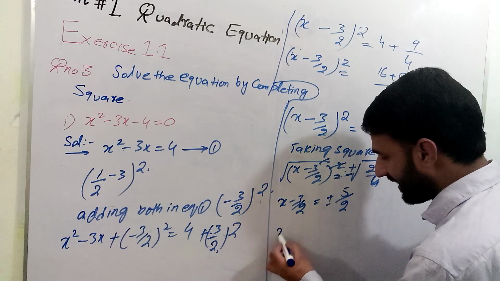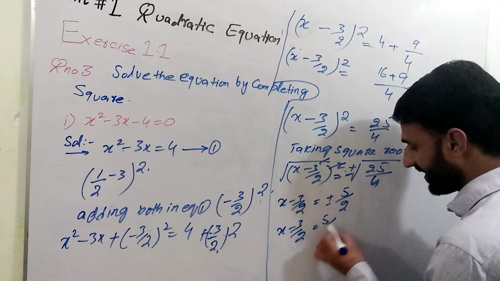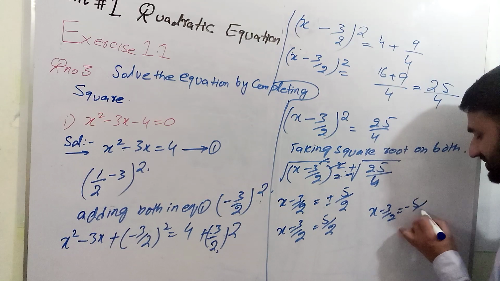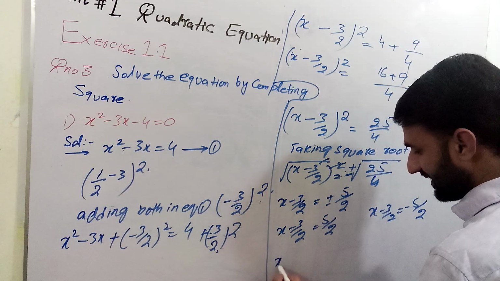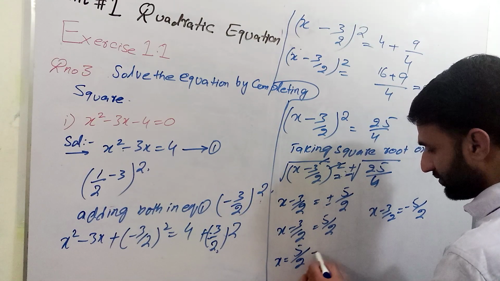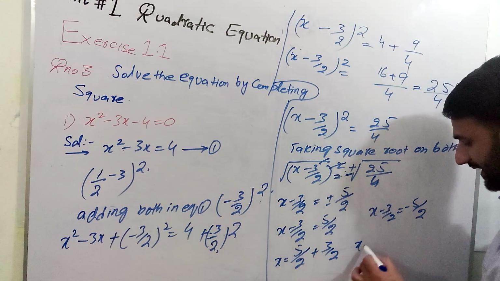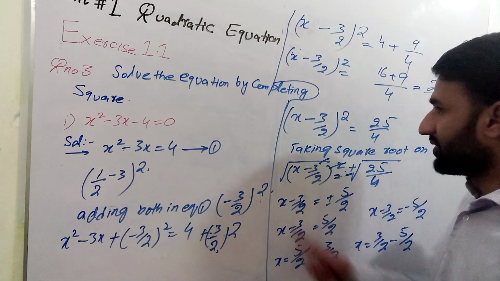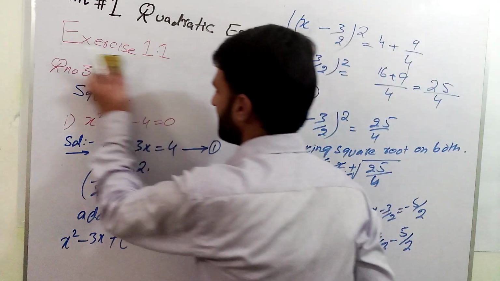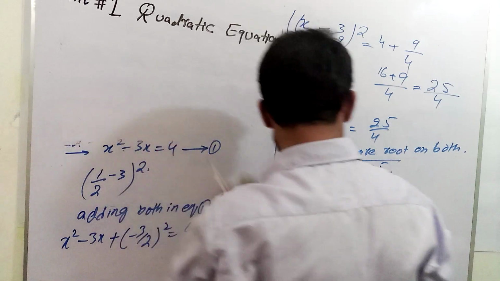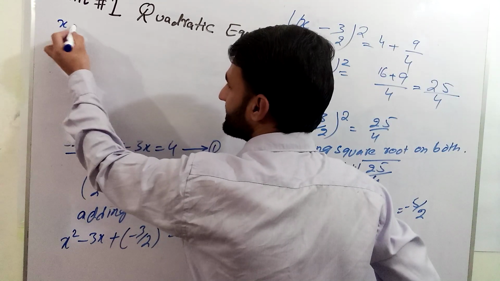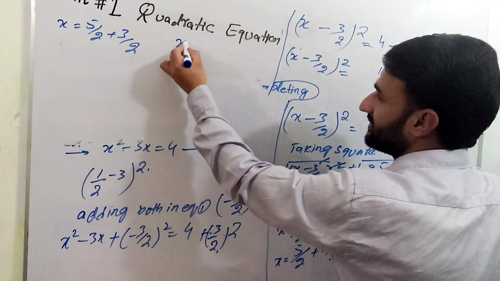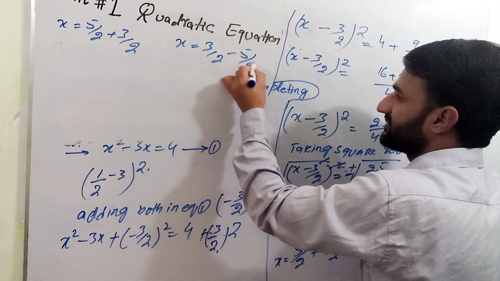Now try to solve this. x minus 3 divided by 2 is equal to 5 divided by 2. The other is x minus 3 divided by 2 is equal to minus 5 divided by 2. So the first solution is x equal to 5 divided by 2 plus 3 by 2. The other will be x equal to 3 by 2 minus 5 divided by 2. So I'm going to remove from this side and rewrite to solve these equations. So you can find the solution: x equal to 5 divided by 2 plus 3 divided by 2, and the other is x equal to 3 by 2 minus 5 divided by 2.